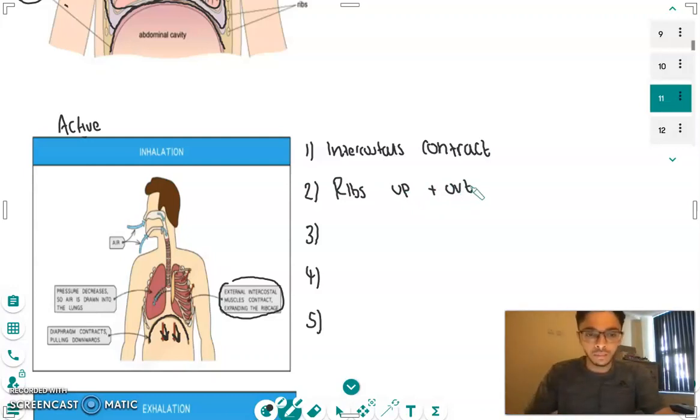At the same time that this is happening, the diaphragm, the dome-shaped structure at the bottom here that I talked about earlier, contracts. So when the diaphragm contracts, it flattens.